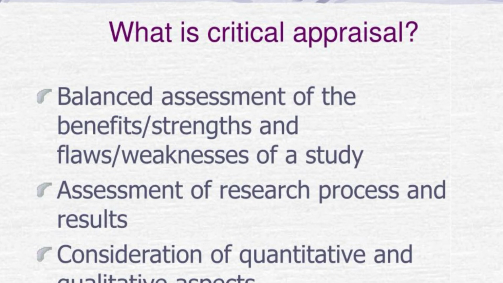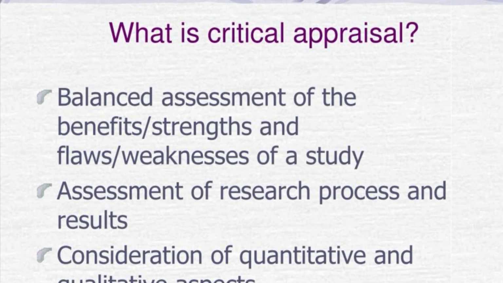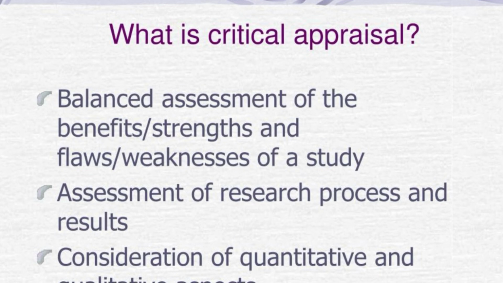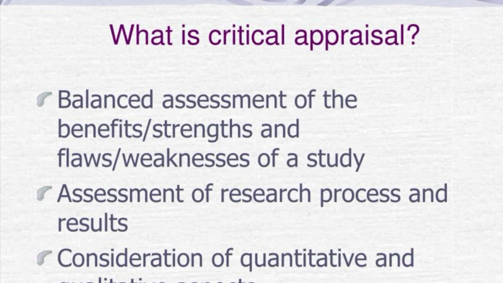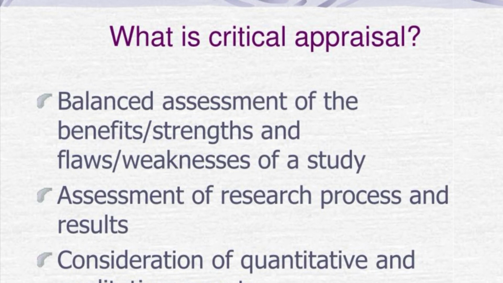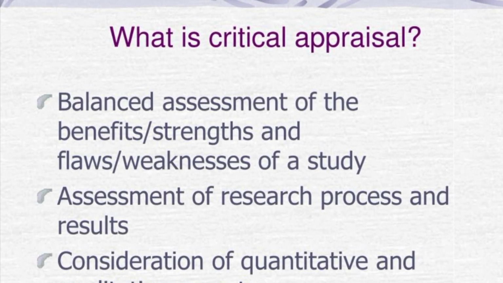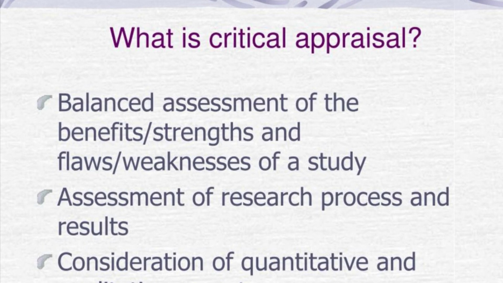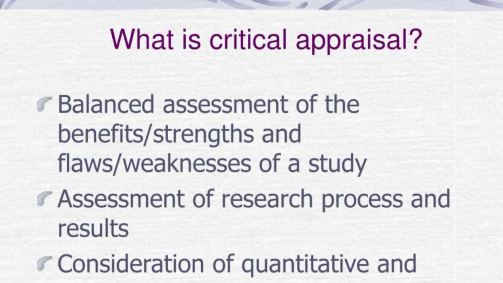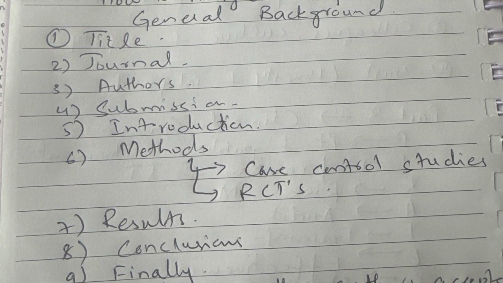So it's a balanced assessment of benefits and strengths and flaws and weaknesses of a study, assessment of research process and results, and conclusions of quantitative and qualitative aspects of a paper. These are the three major components of critical analysis of a paper. So critical analysis of a paper is a complete process and it consists of many different steps.